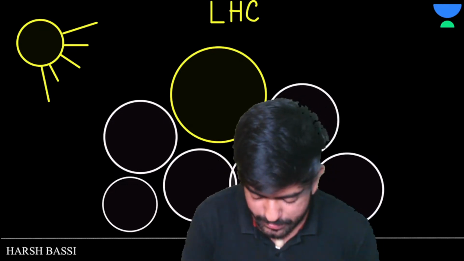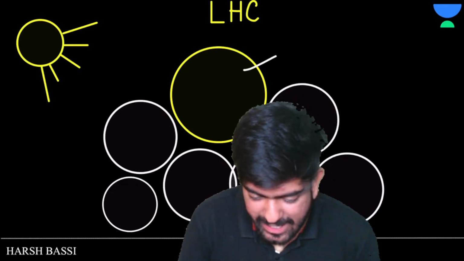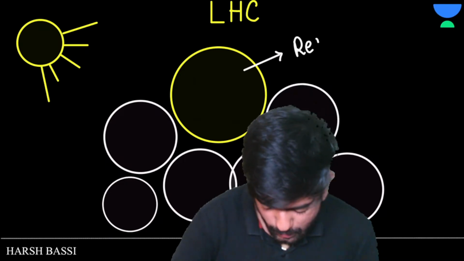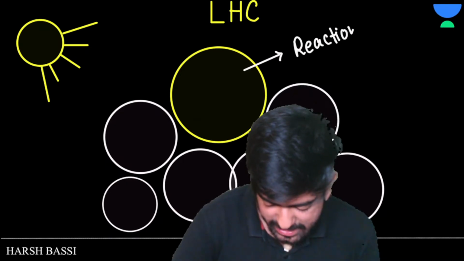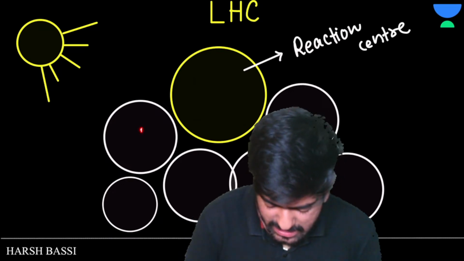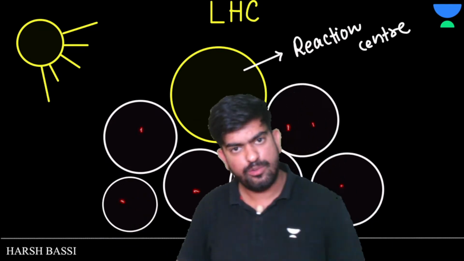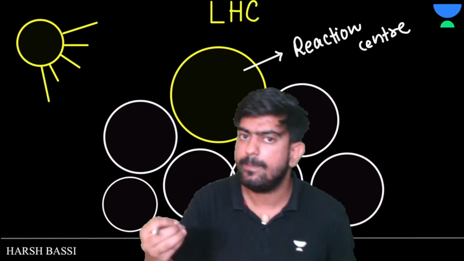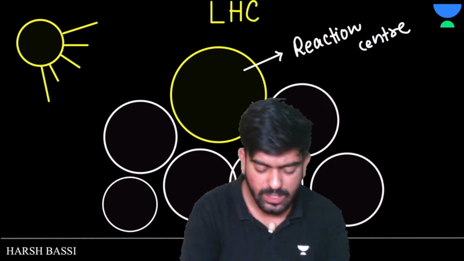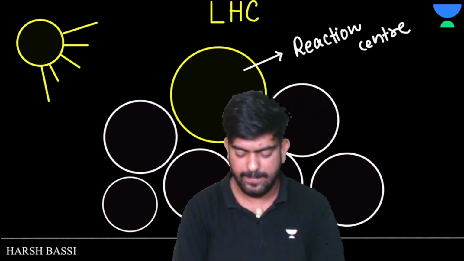Okay, great, sir. Now see, this main one is known as the reaction center. Clear? And these are the other pigments, maybe chlorophyll B, maybe xanthophylls, maybe some other things, right? This is the main one. This is, let's suppose, a queen. This is the main pigment.